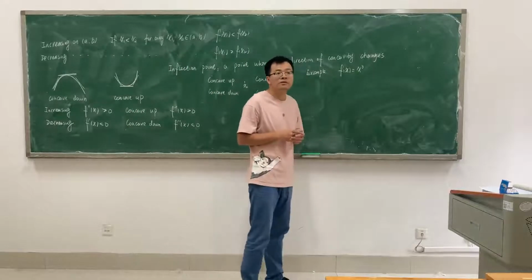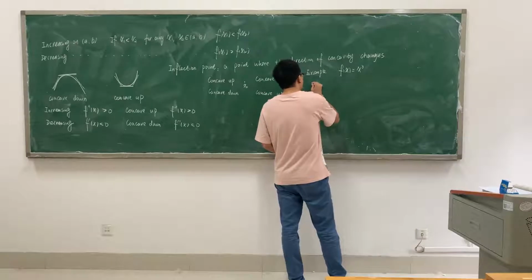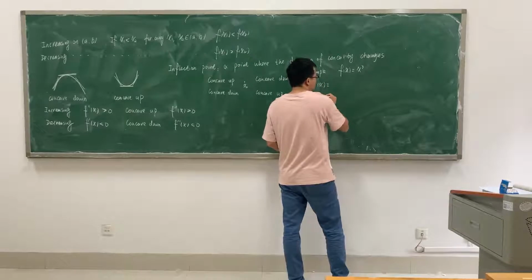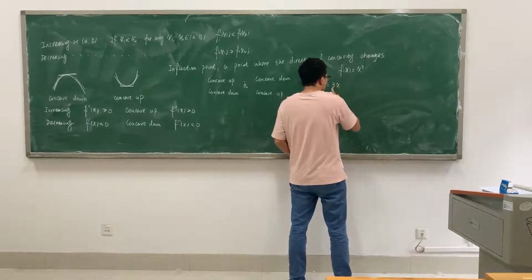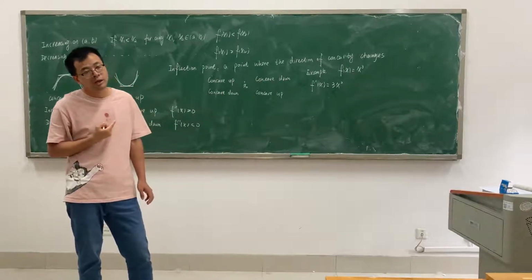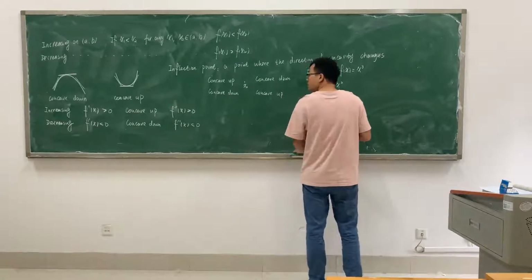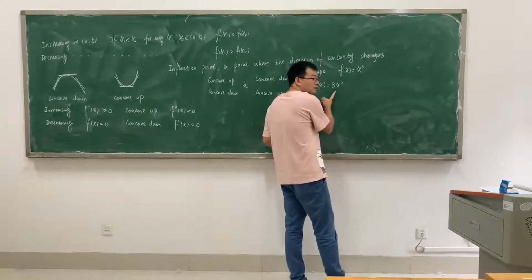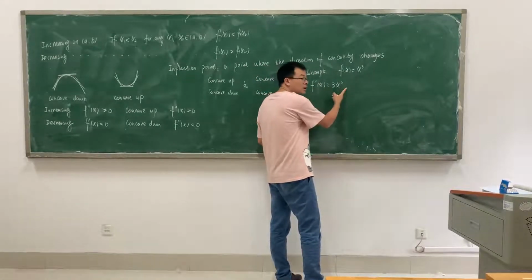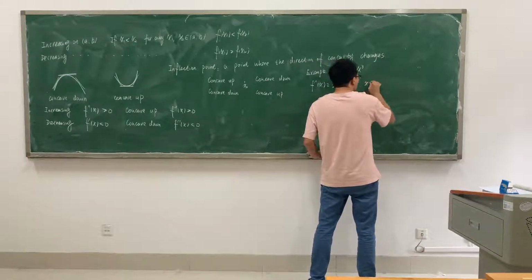First, we need to find the increasing and decreasing intervals, so we just need to find the first derivative. Here f'(x) equals 3x squared, which is greater than or equal to 0. Now we let it equal to 0, and we find that x equals 0.